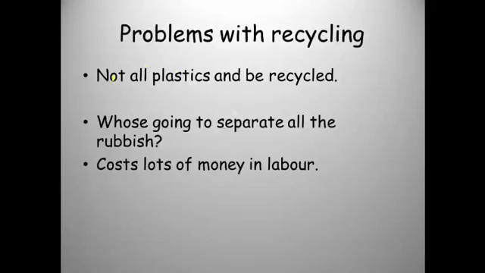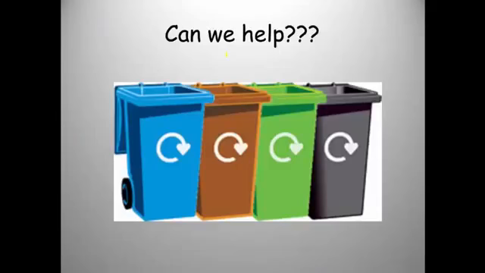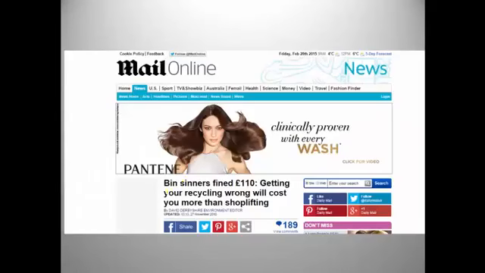And recycling. Okay, now recycling is great. Okay, but the problem is, who's going to separate out all that rubbish? And the problem is that when we have to separate out that rubbish, it costs a lot in labour. Okay, so obviously these people have to separate out all the plastics, so you get a problem with labour costs, and you can see that. So can we help? Yes, we can, which is why we've got all of the different colour bins to help recycling a little more. Okay, now if you don't put the right stuff in the right bins, you can get fined. Yeah, bin sinners fined £110.